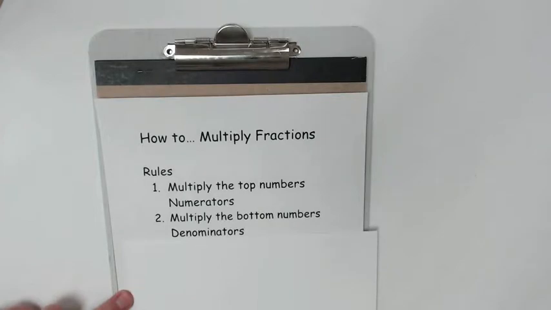Second, multiply your bottom numbers together and write that down in the bottom of your answer. Those bottom numbers are denominators. You multiply those together, get your new denominator as your answer. Once you multiply the top numbers together and multiply the bottom numbers together, then you simplify.